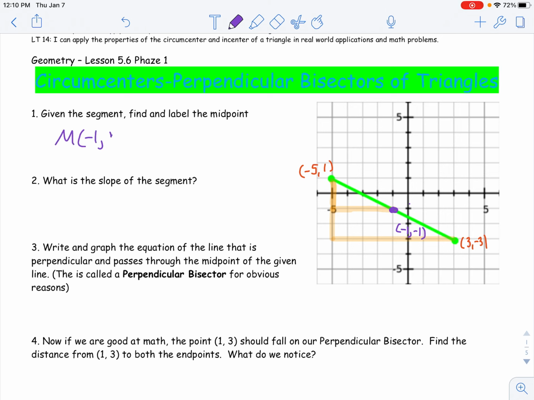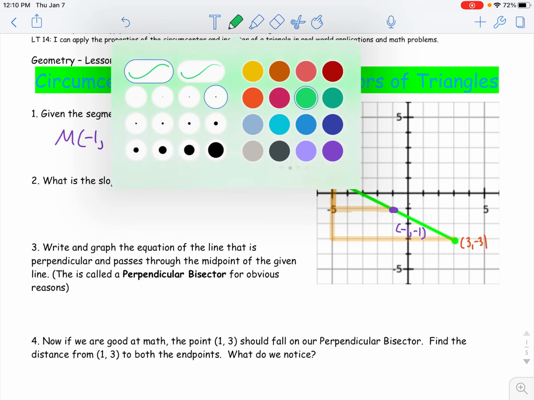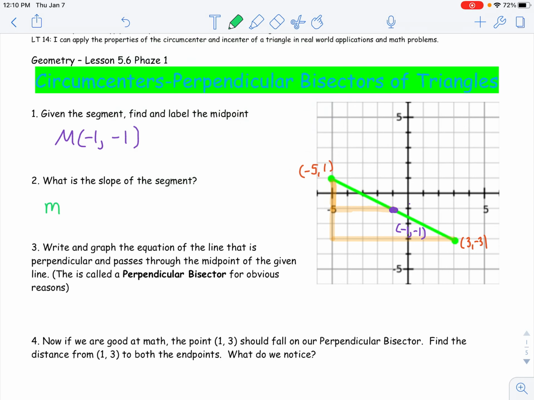All right, and we'll call the midpoint capital M. What is the slope of the segment? All right, well, we just counted. It was down 4/8, which reduces to -1/2.